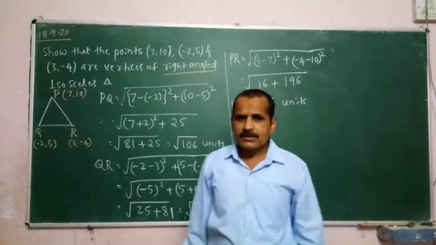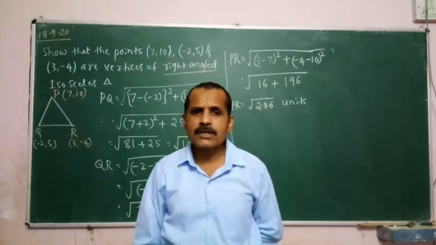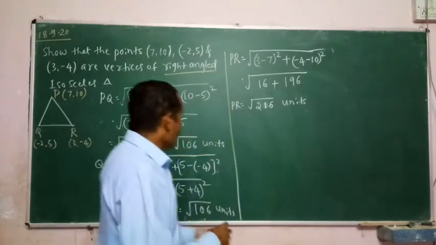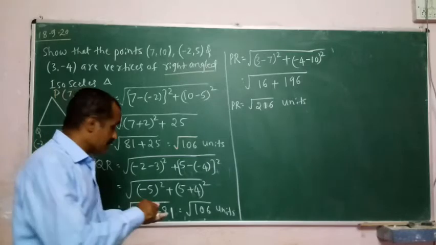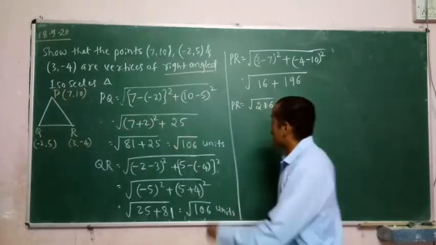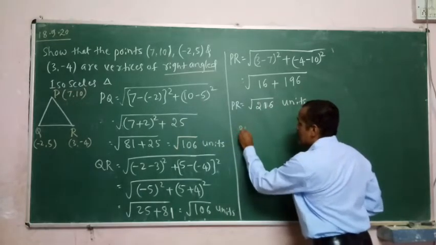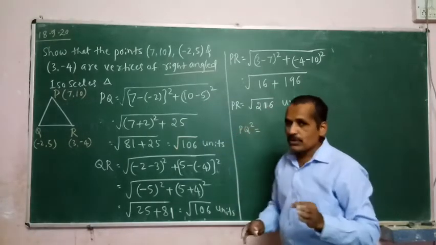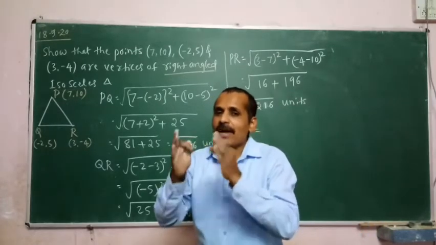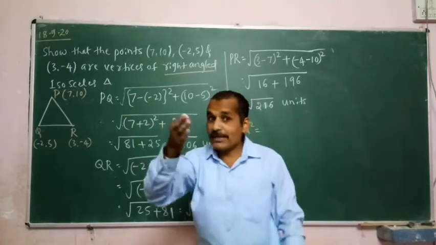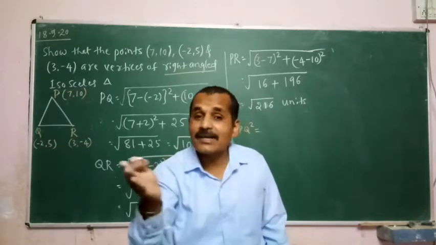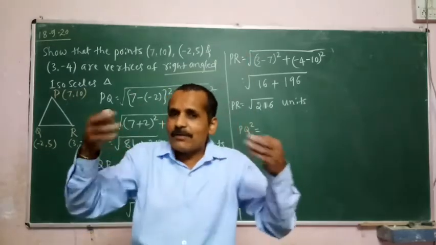So you may say, no sir, I will go with the Pythagoras theorem. Yes, Pythagoras theorem. What I will do, I will find the squares of all the three sides. I will write PQ square is equal to... Whenever they ask you to prove it as a right angle triangle, all the three values have to be squared. Because you know the Pythagoras theorem: the square of the hypotenuse is equal to the sum of the squares of the other two sides. That means everything has to be squared.